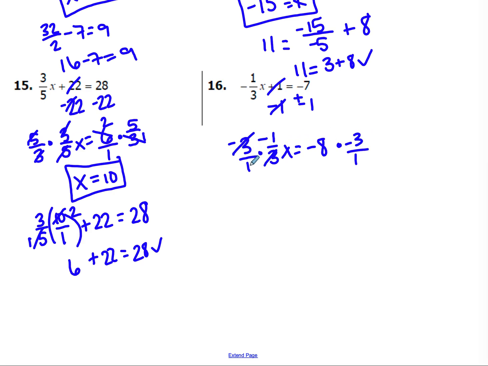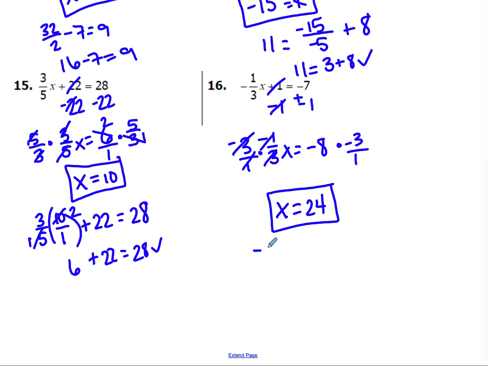3 divided by 3 is 1. 1 divided by 1 is 1. Negative divided by negative is a positive. All right, I'm left with my x. Here I have negative 8 times negative 3. It's positive 24.